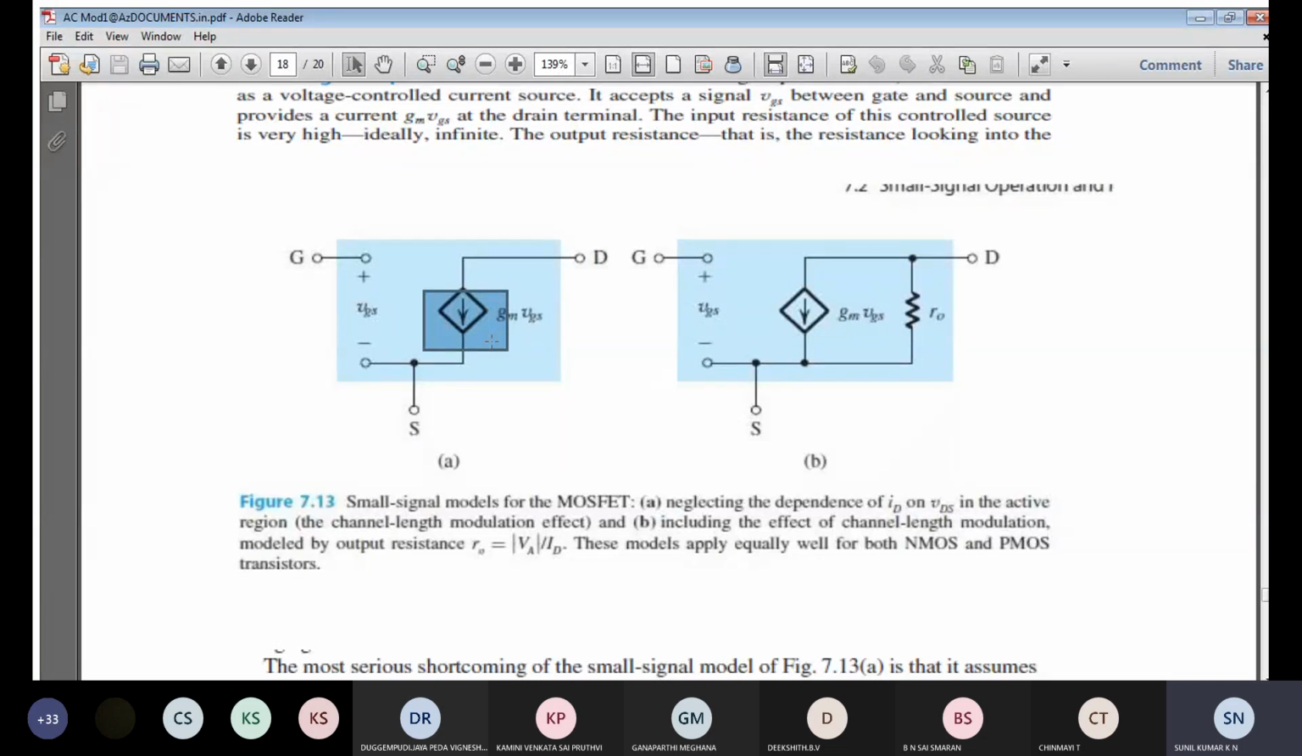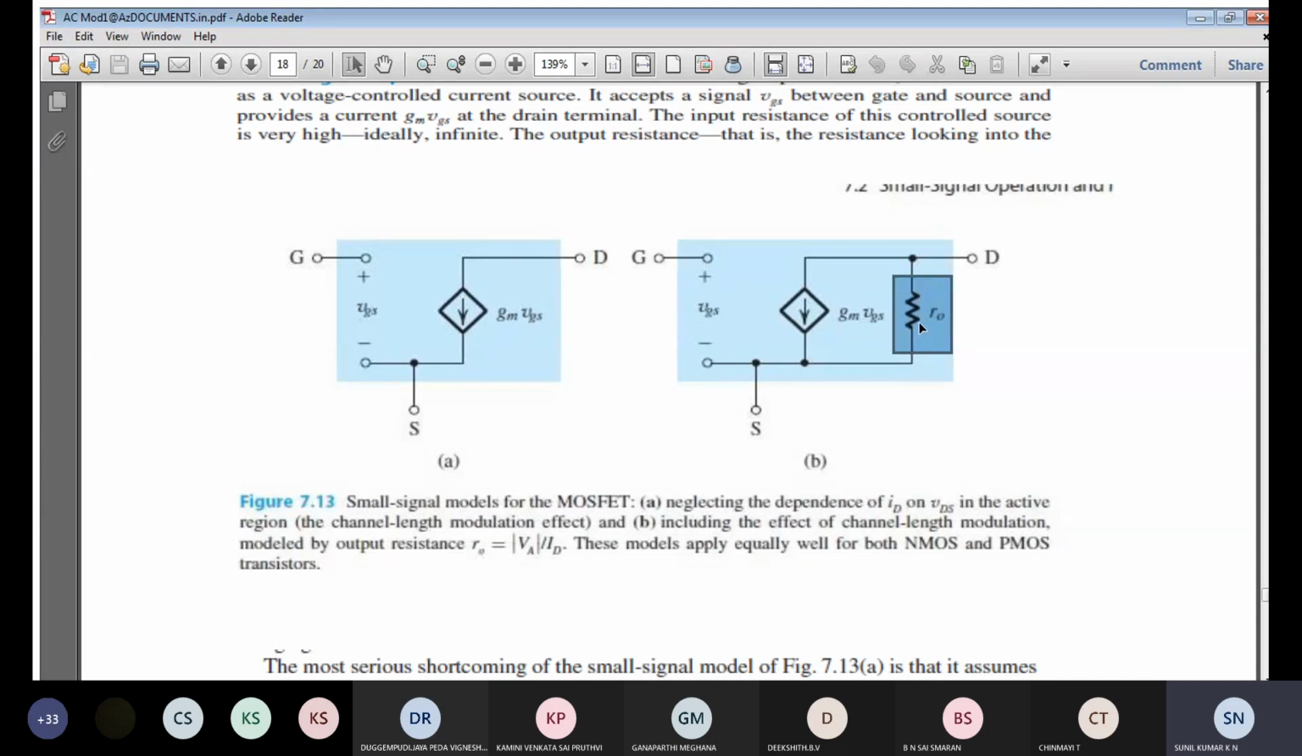In order to account for that channel length modulation effect, we model the small signal model with a finite amount of resistance R naught connected between drain and source. This finite output resistance R naught is generated because, as you increase the drain to source voltage, the current also increases. That is modeled as a finite drain to source resistance. This is nothing but R naught.